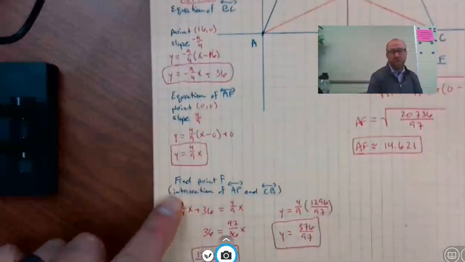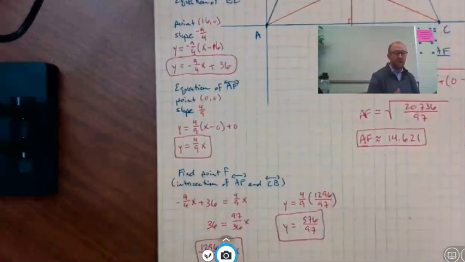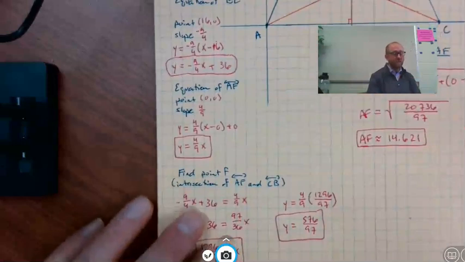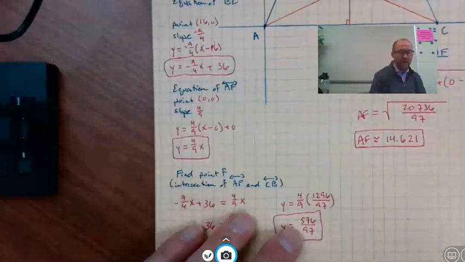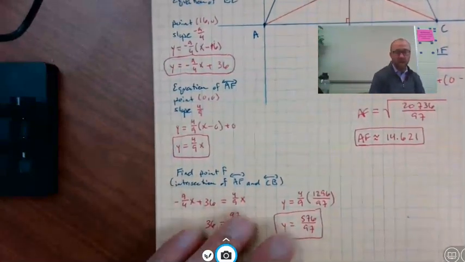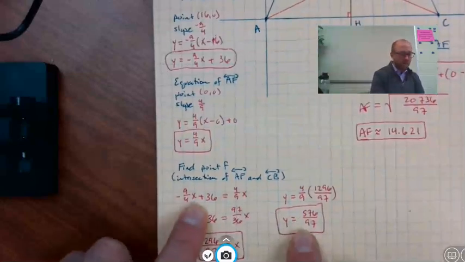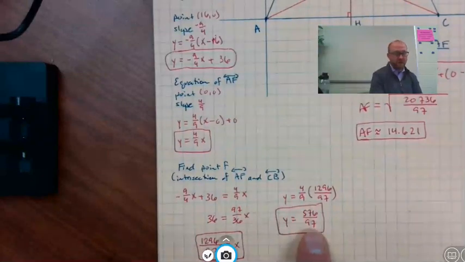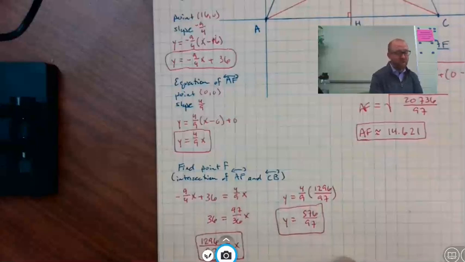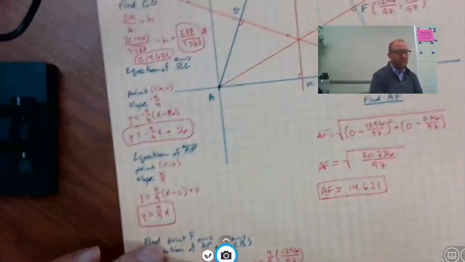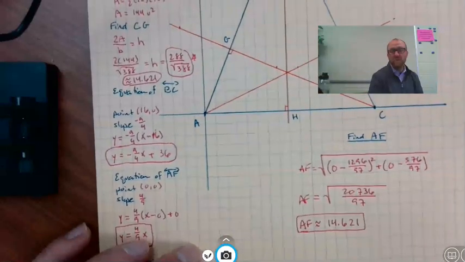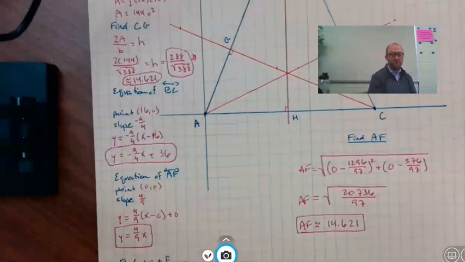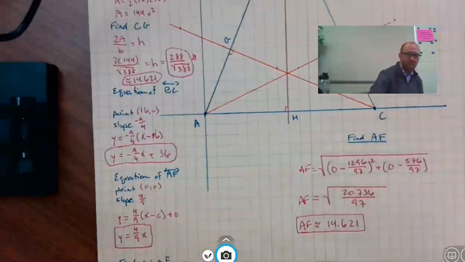Next, finding the point of intersection of 2 lines. Write the 2 equations, set them equal to each other, solve for x, then plug that x back into one of the equations to get a y. If you want an extra double check, plug it back into both equations to make sure you get the same answer. And then finally, finding the distance between 2 points using the distance formula. So a whole bunch of skills all wrapped up into one big complicated problem. That took a while.